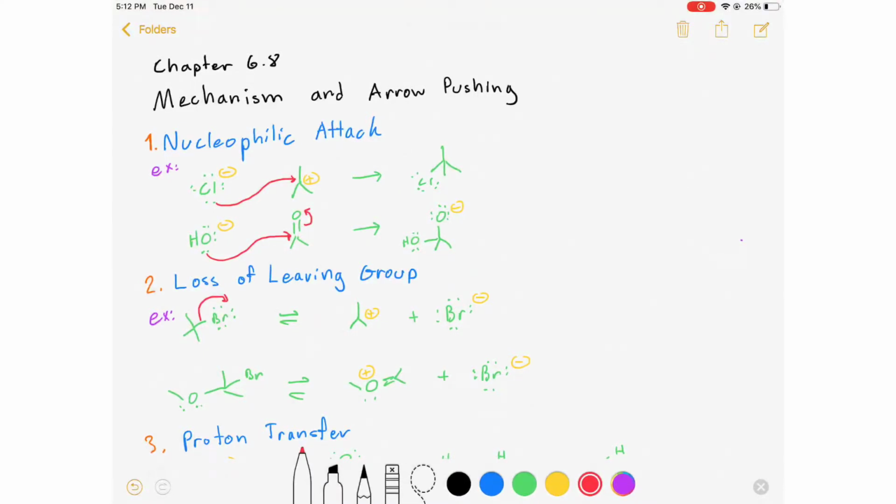The second example shows how loss of leaving group can have multiple arrows. First, the curved arrow starts with one on the lone pair of the electrophile and ends up making a pi bond with the neighboring carbon, which results in the bromide leaving, like so.